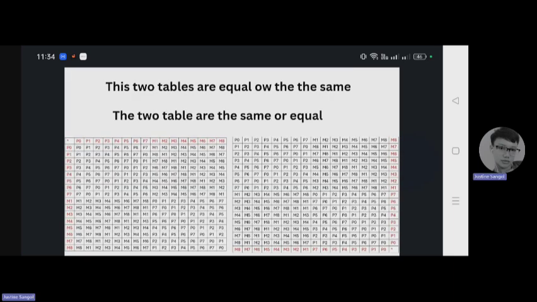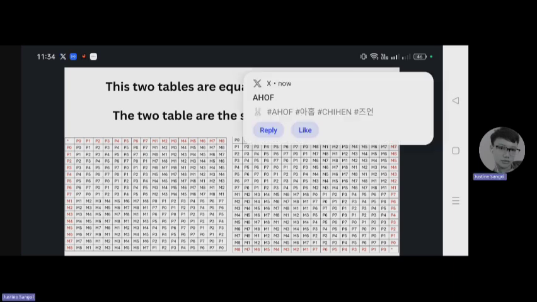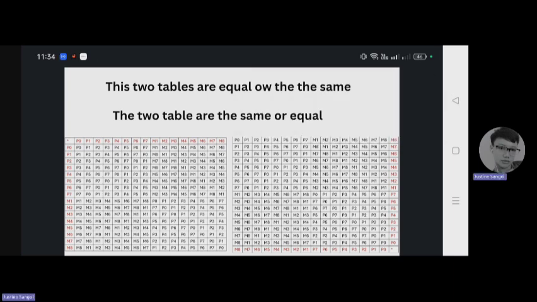So after the 180 degree rotation and the interchanging, these two tables are equal or the same. As you can see here, they are equal and they are the same. This means that this table is associative. So, check.